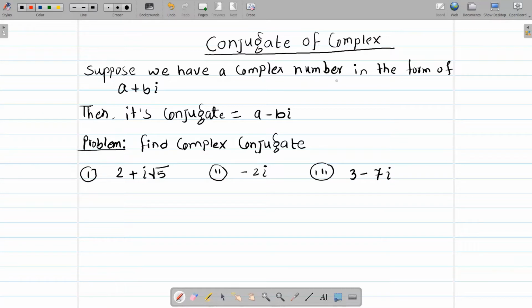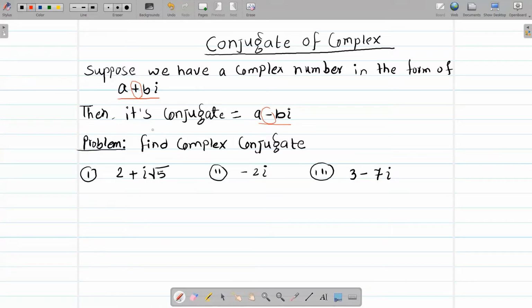A complex number is in the form a plus bi. Suppose we have a complex number in the form of a plus bi, then its conjugate is going to be a minus bi, right? So what we see over here is a plus imaginary part. bi is the imaginary part. The imaginary part changes its sign. The plus changes into a negative. That's what conjugate means. So very simple. Conjugate is changing the imaginary part.